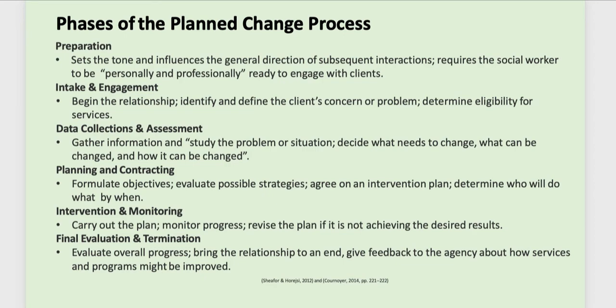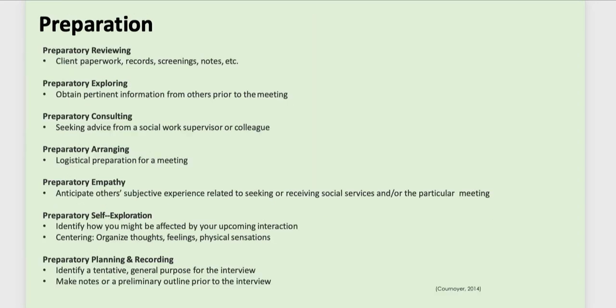Finally, you close with a final evaluation and a termination process that engages the client and yourself in evaluating the overall progress and hopefully brings a positive end to the relationship, getting feedback for the agency about how services and programs might be improved, and also for yourself in terms of how your own interventions might be improved as well. Now a little bit about each of these 6 phases.